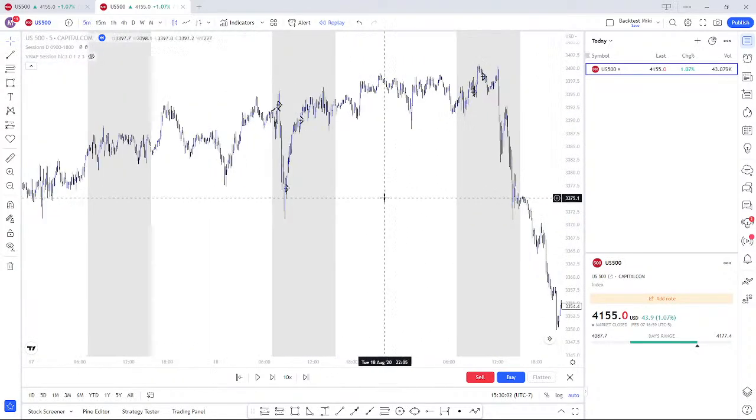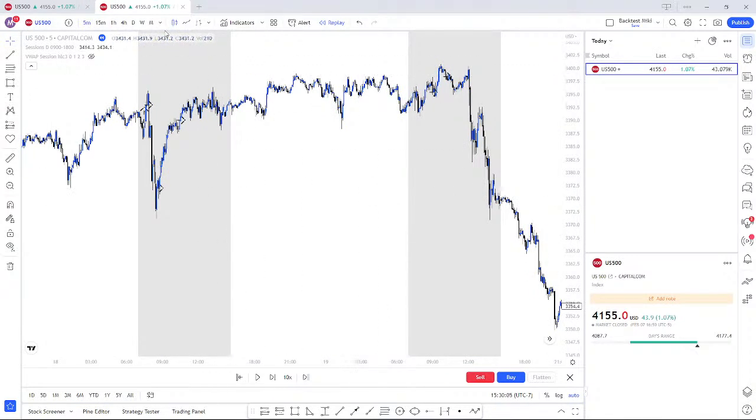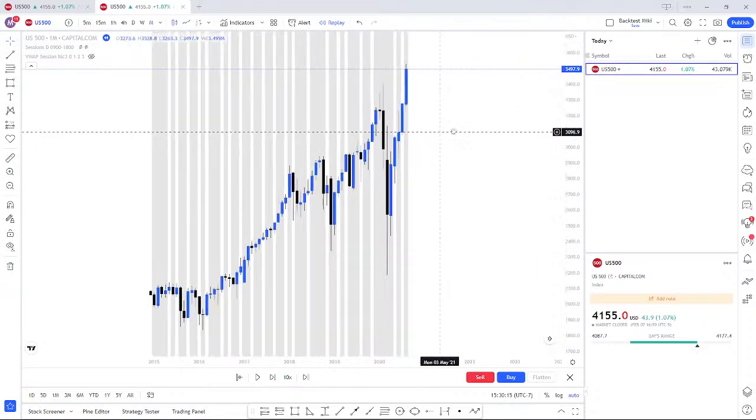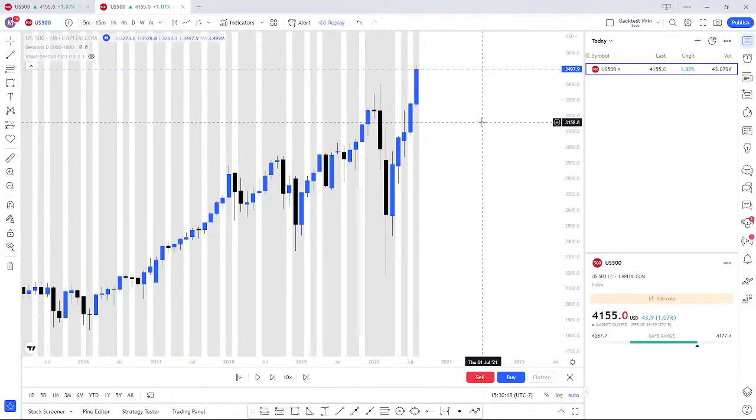Alright, so we will go to the month. So this is what we came up with. First we'll go to the monthlies. So the monthly before the August.